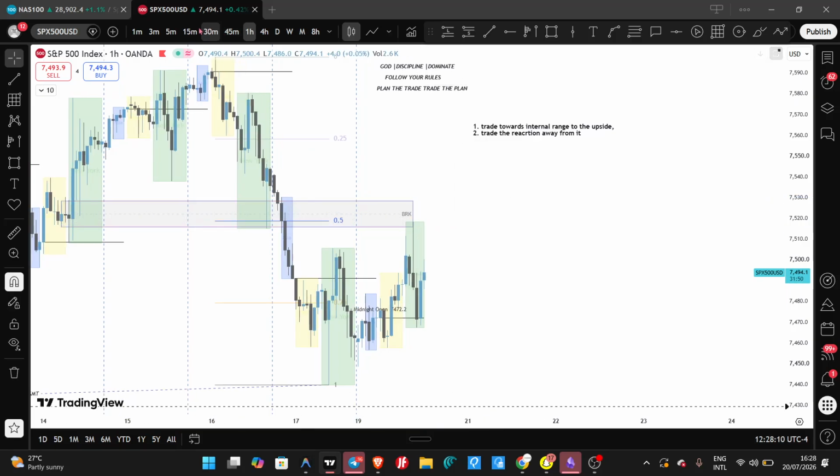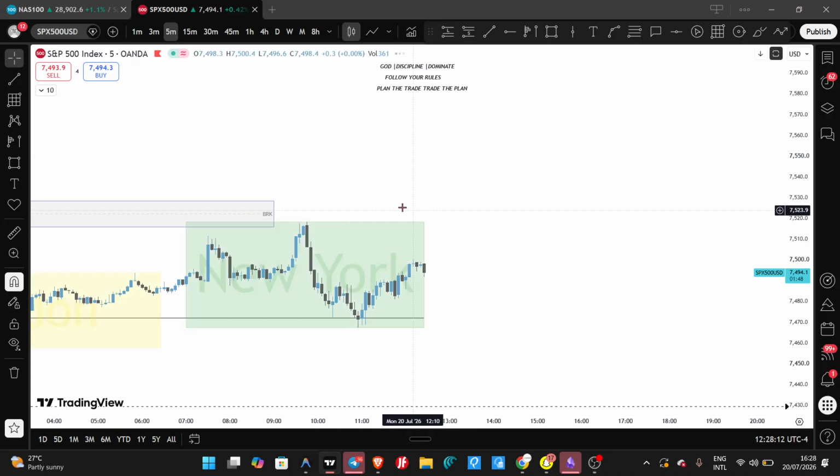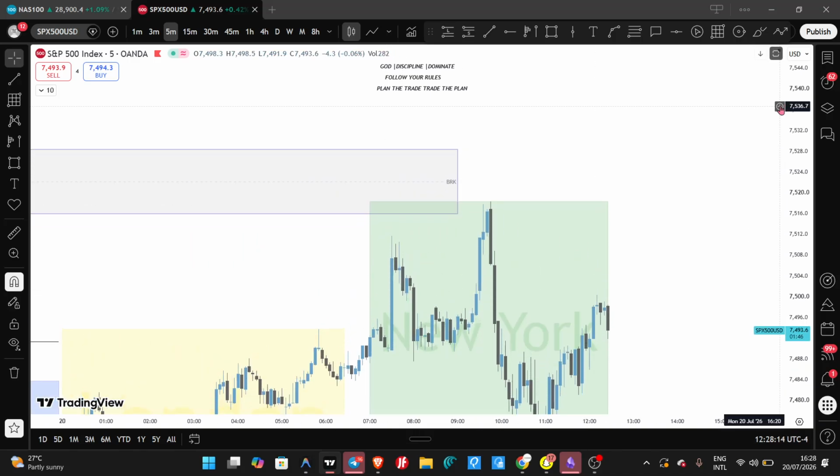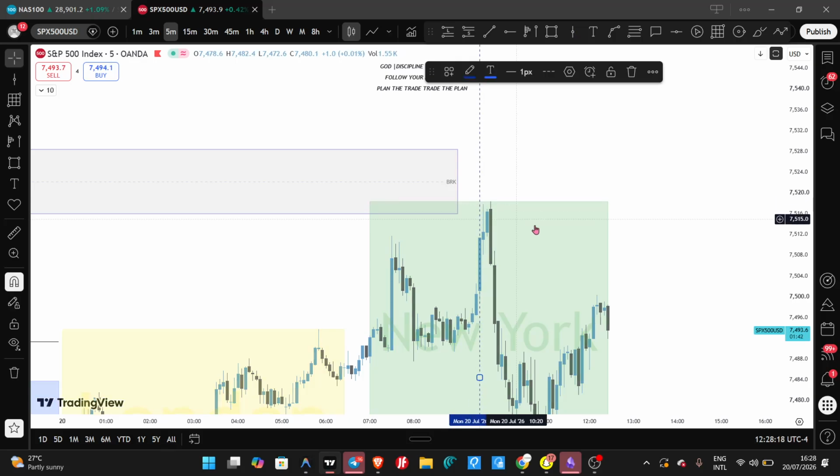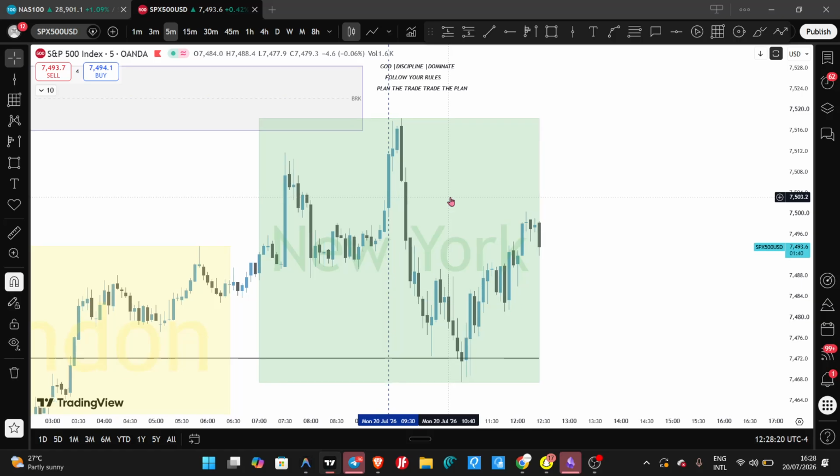So the market open, so now we can go on the lower time frame because we have our thesis, and then we put our marker on 930. So 930, you can do two things. You can take the buys into your internal range or wait for the reaction and then sell.